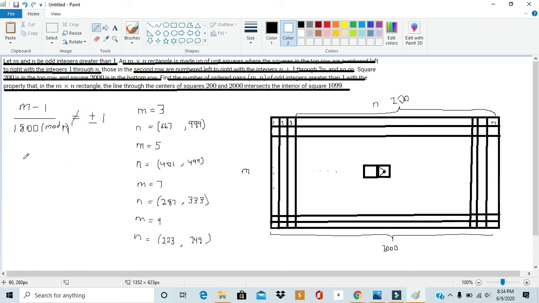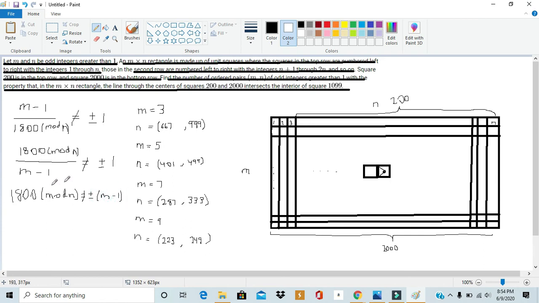In order to simplify this into a usable term, we would take the reciprocal, which in this case would be 1800 mod n divided by m minus 1. And this is not equal to plus minus 1. So by multiplying across, we would get 1800 mod n can't be plus minus m minus 1.